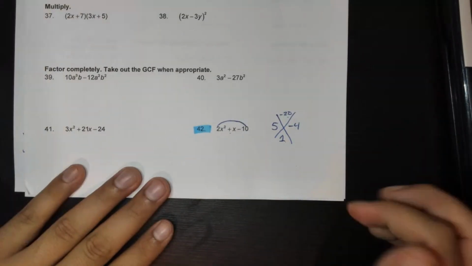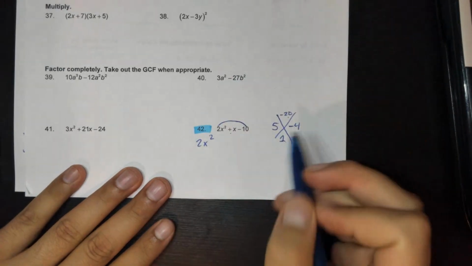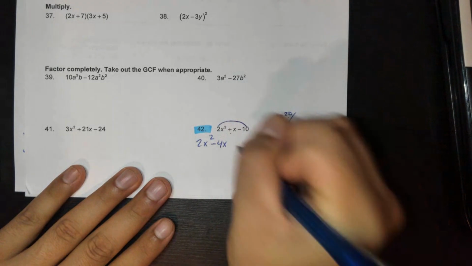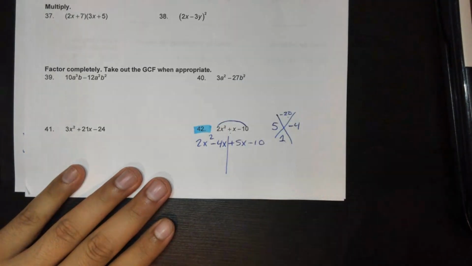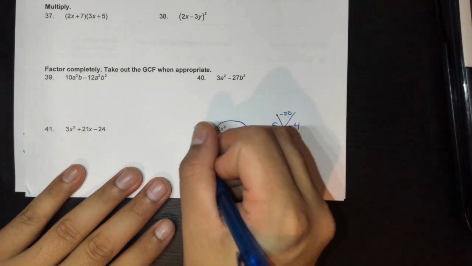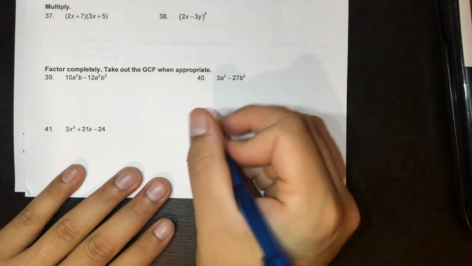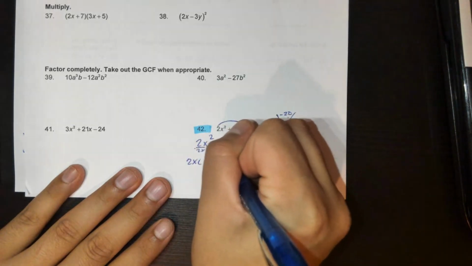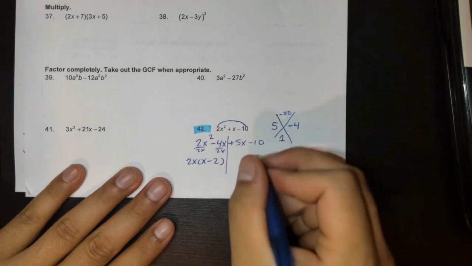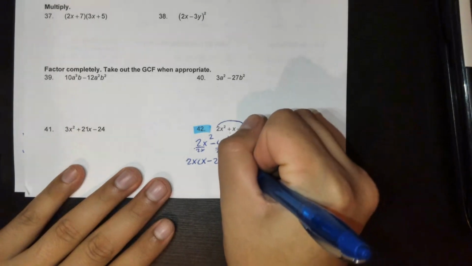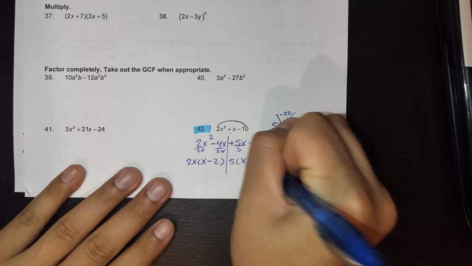So we're going to use these two numbers to split the middle term. Always think ahead when you split the middle. I'm going to put the negative 4x first, then plus 5x minus 10. Then take out a GCF from each side. On the left side I could take out a 2x. If I divide these by 2x, we get 1x minus 2. On the right side we could take out a 5. If I divide these by 5, we get x minus 2 as well.